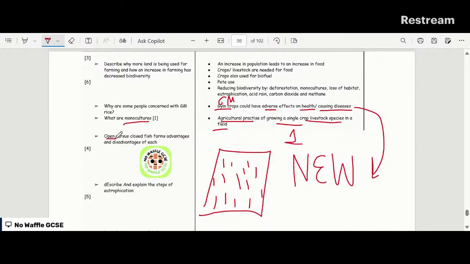Next, open versus closed fish farms, what are the advantages and what are the disadvantages? So a quick recap on open versus closed. Open is pretty much in the sea, as normal as you can imagine fishing would be, and then closed is in these centers where it's really small, a lot of fish are packed there, there's a lot of competition for resources, and therefore the fish become really, really strong. So there's benefits and disadvantages of both.